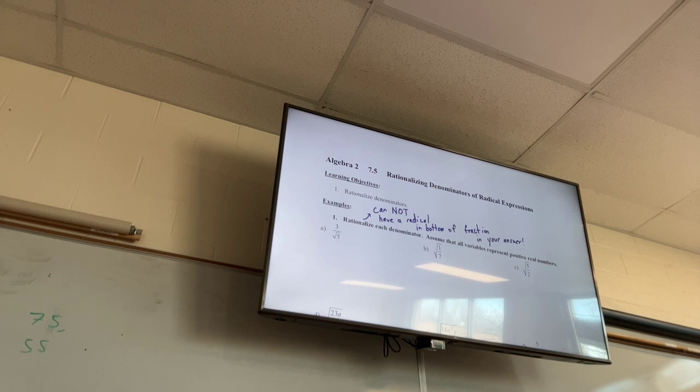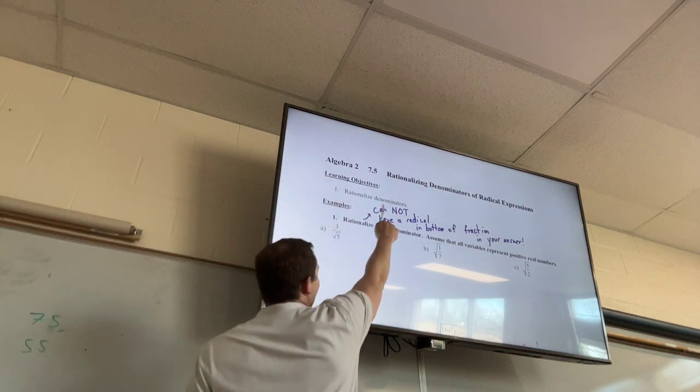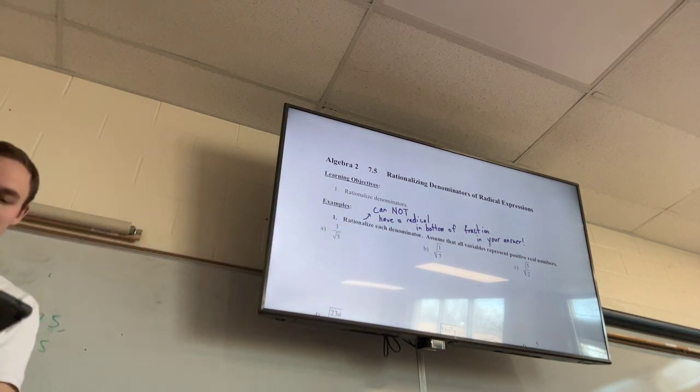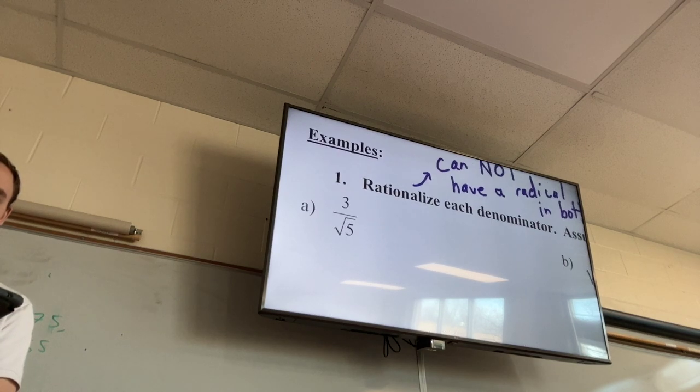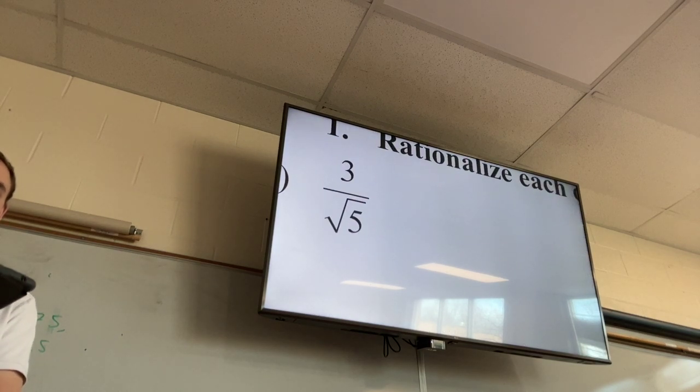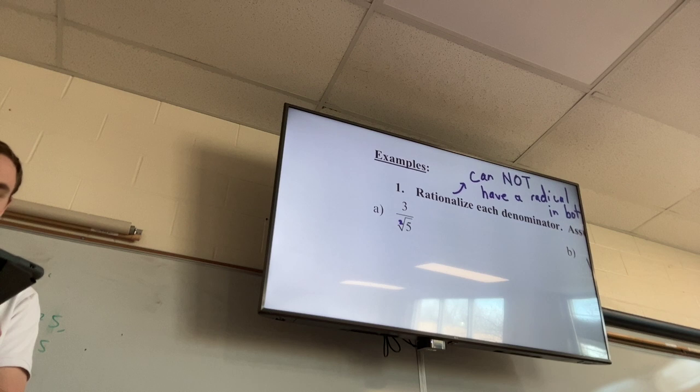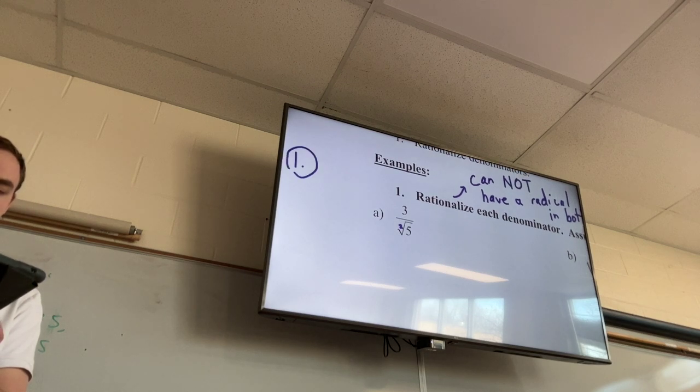So here's how I do it. This is pretty straightforward. Learning objective 1: rationalize denominators. So first I look at the number that's outside the radical. On a square root, it's technically what? 2, yeah. So note the number outside the radical.